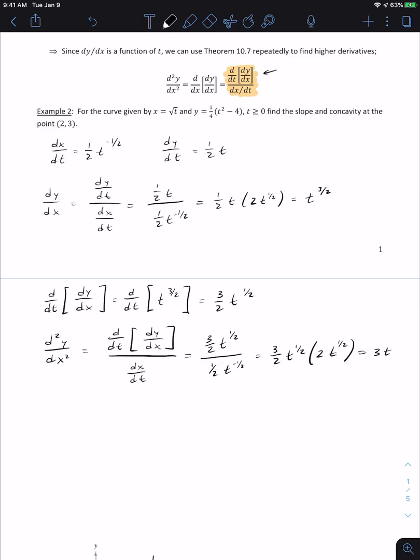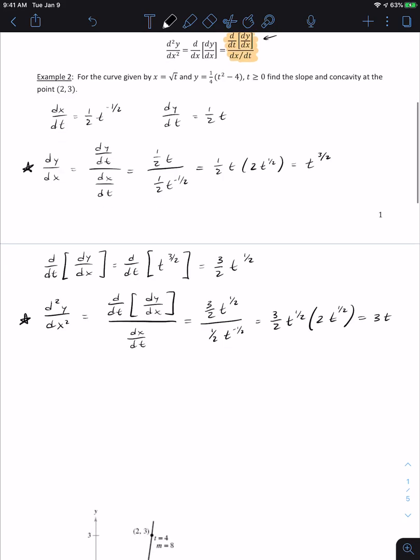Right? So I know right here I have my function for my derivative, and right here I have my function for my second derivative. So now it says, let's answer the question. Find the slope and the concavity at the point 2, 3. Well, how does that help me? I have the point 2, 3, but those are x and y values, and these are in terms of t. So what I need to do now is find the t that corresponds to the point 2, 3.